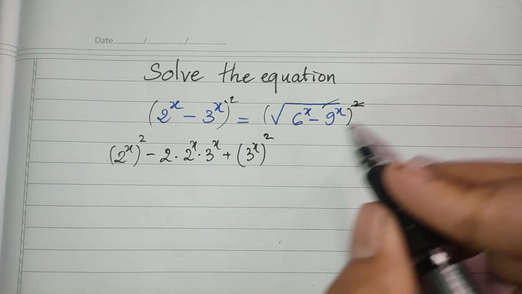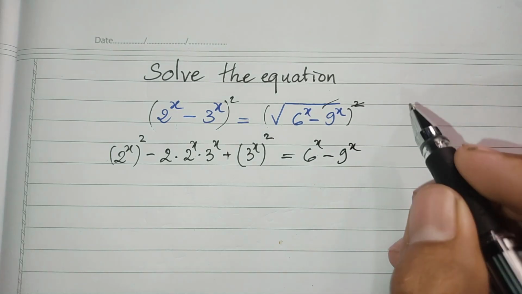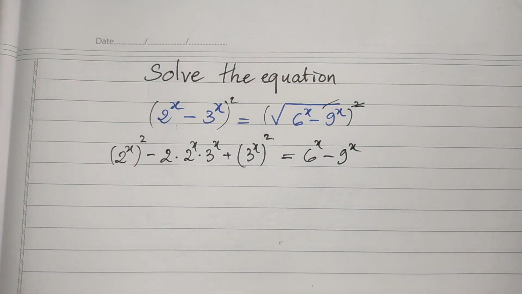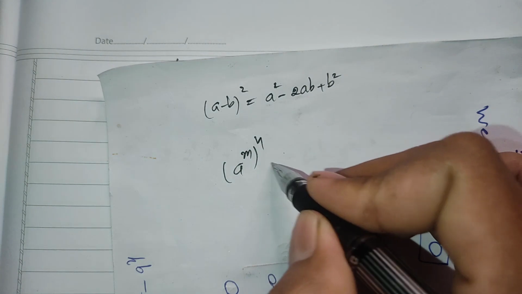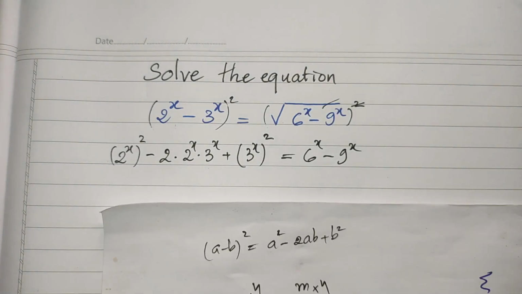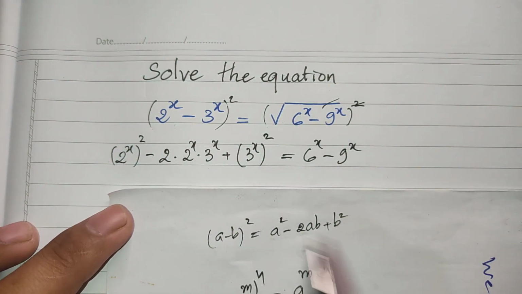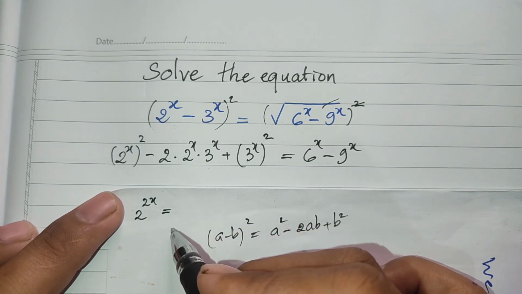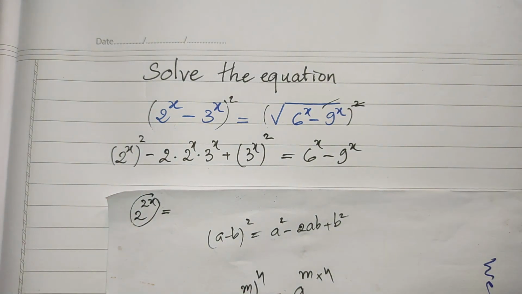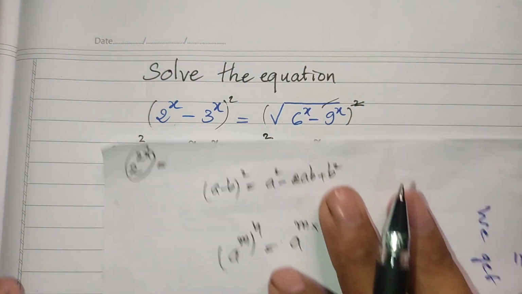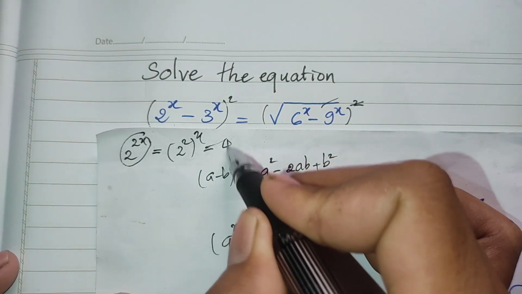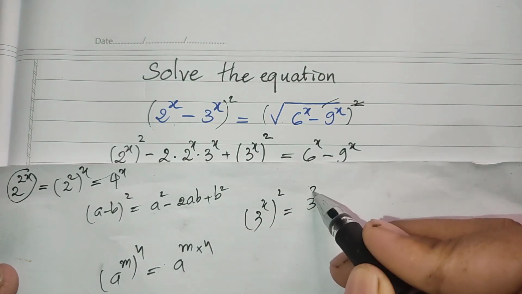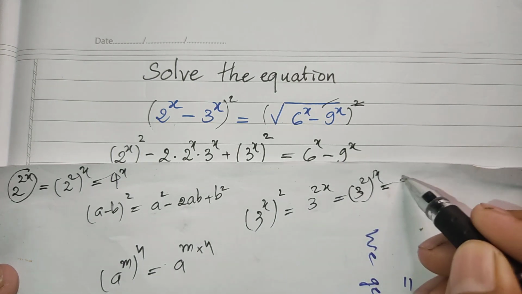And the square root cancels, so we get it equal to 6^x minus 9^x. We use the formula that (a^m)^n is equal to a^(m·n). So (2^x) all squared is 2^(2x), which we can write as (2^2)^x, equal to 4^x. And (3^x) all squared is 3^(2x), equal to (3^2)^x, equal to 9^x.